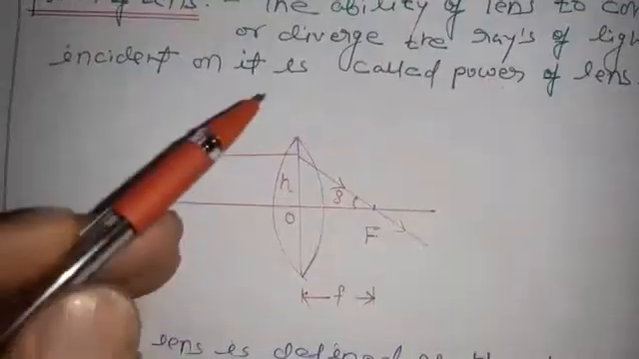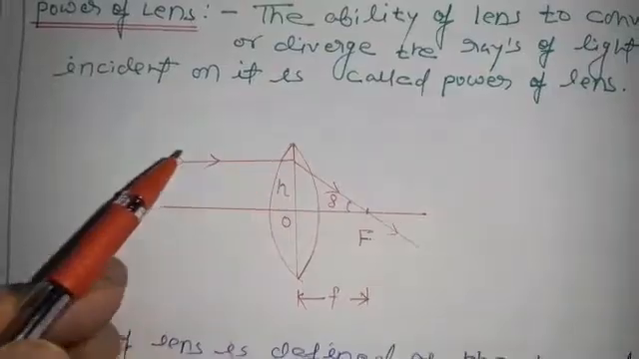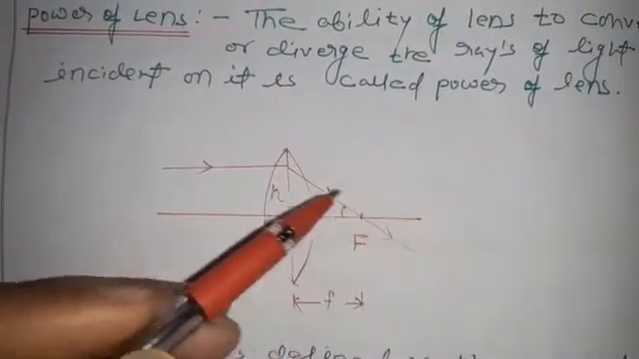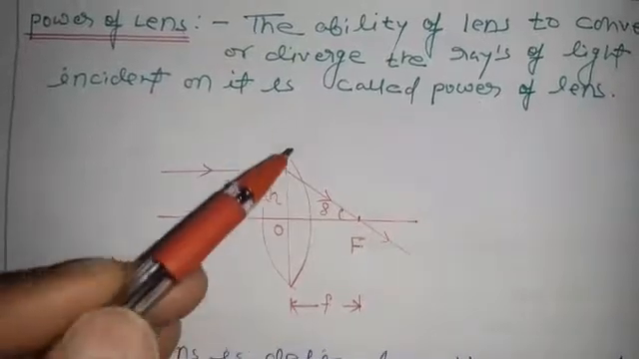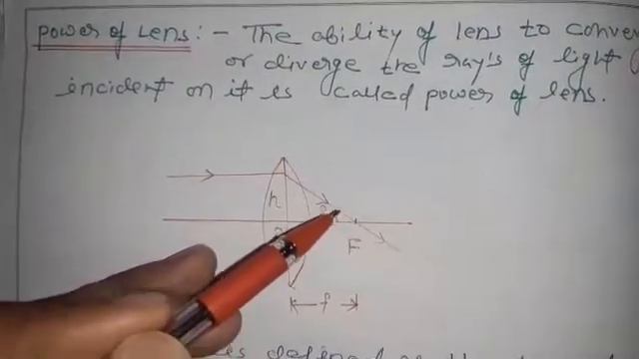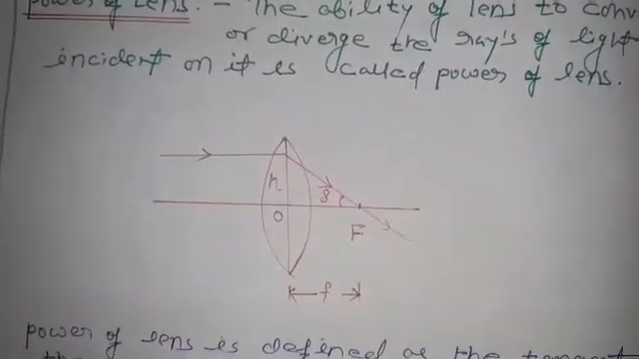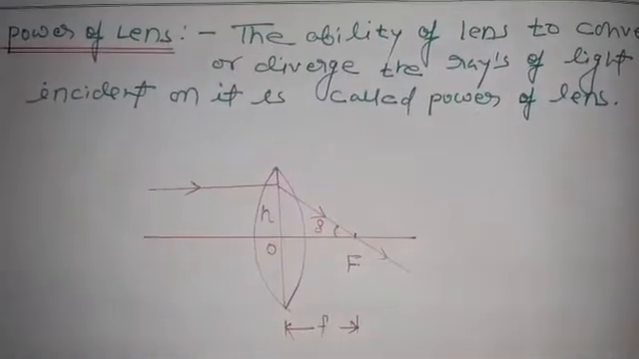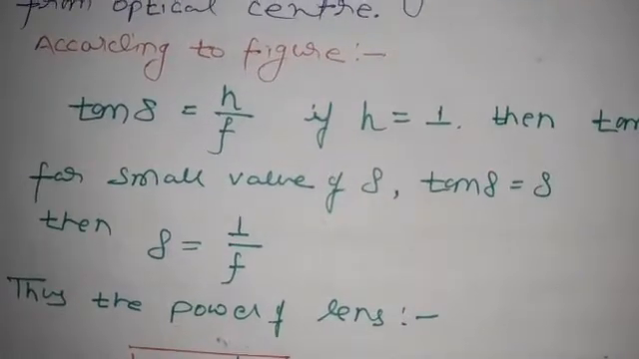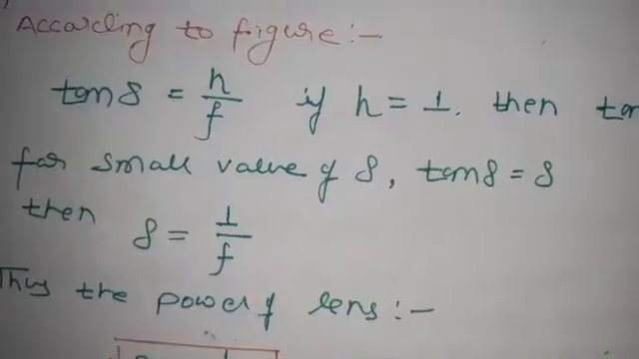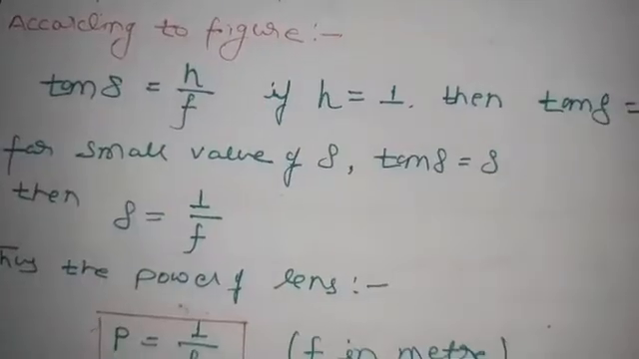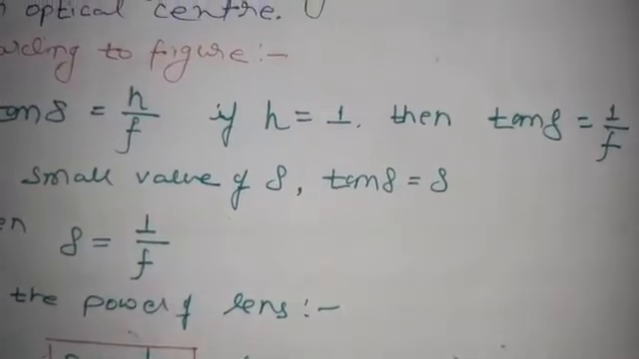You can see in the figure for a convex lens, this will be your incident ray parallel to the principal axis, after refraction passing through the principal focus. So it is a converging lens, so this ray converges at this particular point making an angle delta, at a unit distance from the optical center. According to the figure, tan delta equals H upon F. And if I take H equals 1, then tan delta equals 1 upon F.